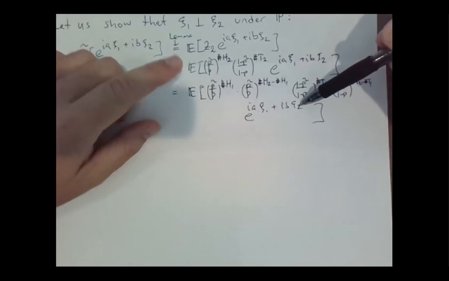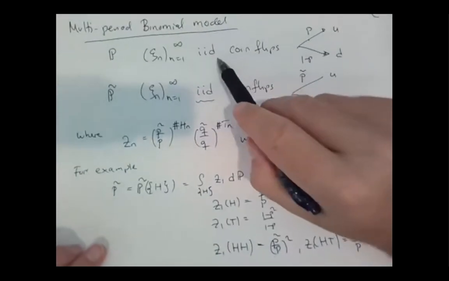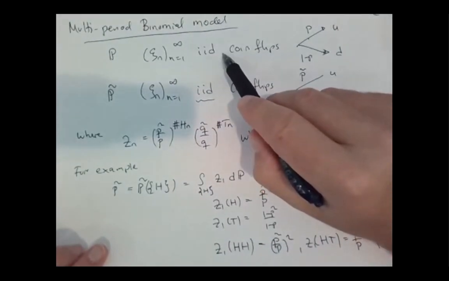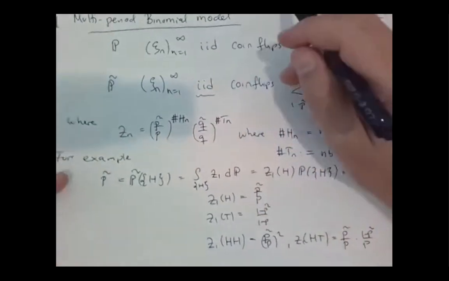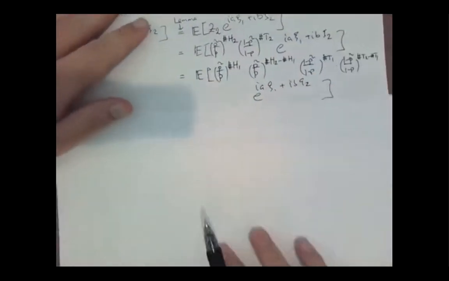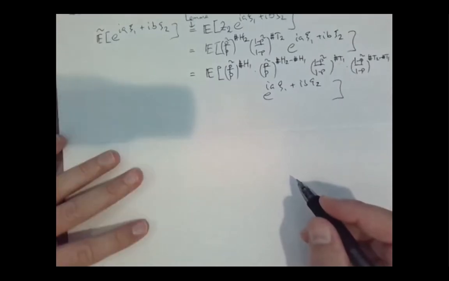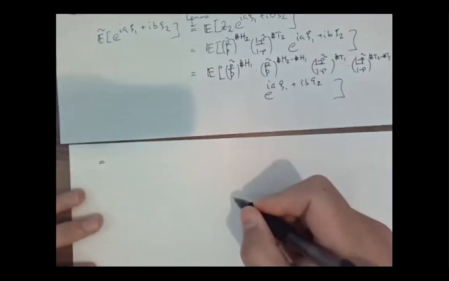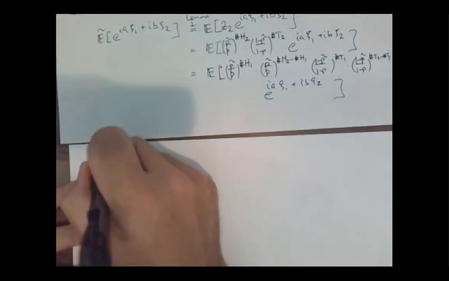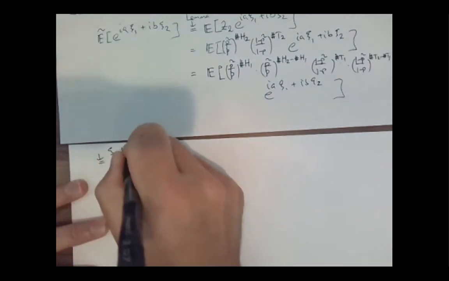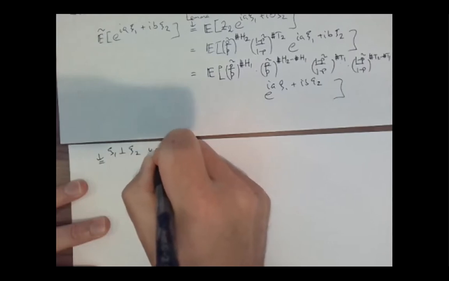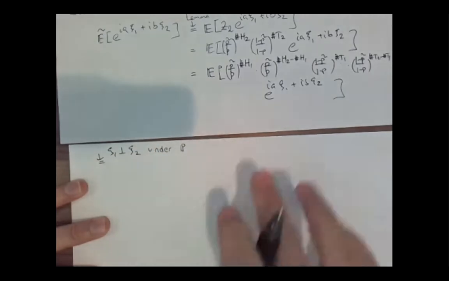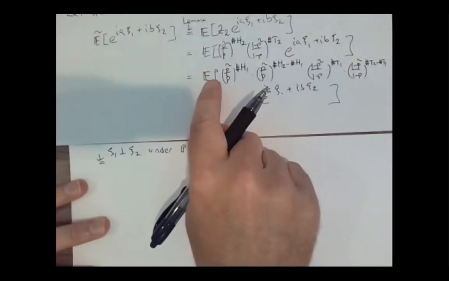Right, so under P, the assumption is that I have IIDs. So under P, I have the independence property. So I'll write this out, giving myself some more space. This is because I have that psi 1 is independent of psi 2 under P, and I am computing expectations under P.